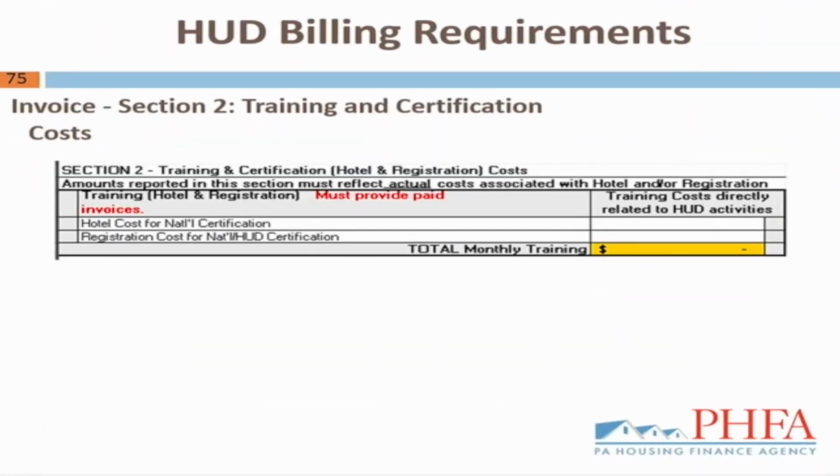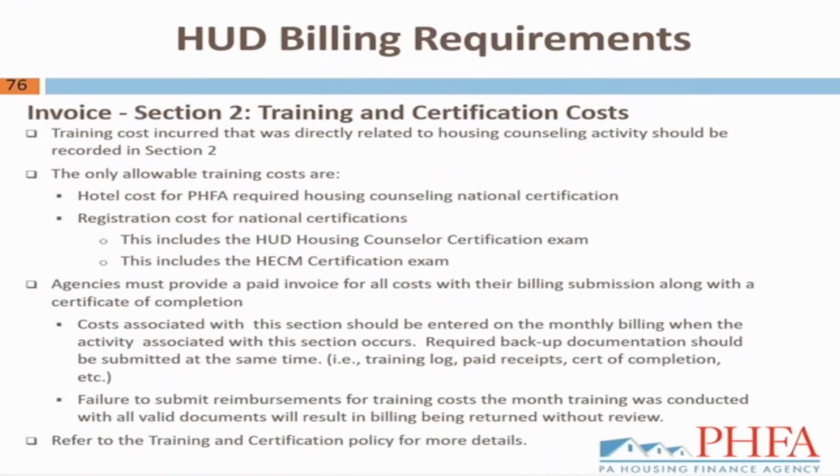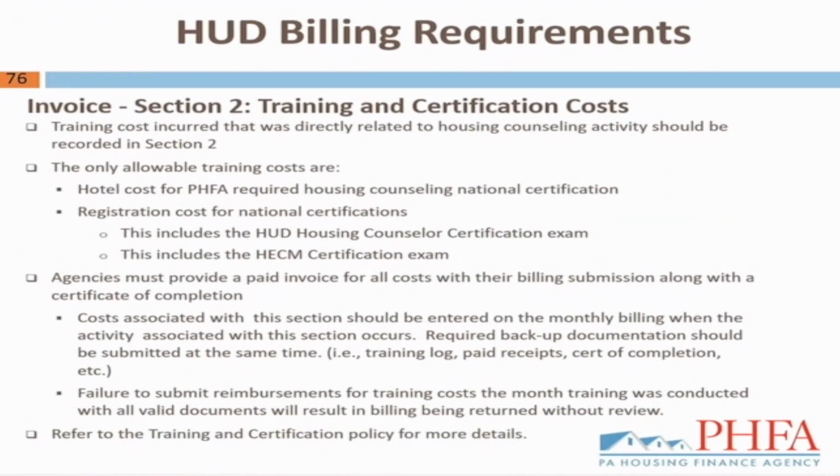Invoice Section 2, the training and certification costs. For Section 2, training costs incurred that were directly related to housing counseling activities should be recorded in Section 2. The only allowable training costs are hotel costs for PHFA required housing counseling national certification, and registration costs for national certifications. This includes the HUD Housing Counselor Certification Exam, as well as the HECM certification exam. Agencies must provide a paid invoice for all costs with their billing submission along with the certificate of completion.